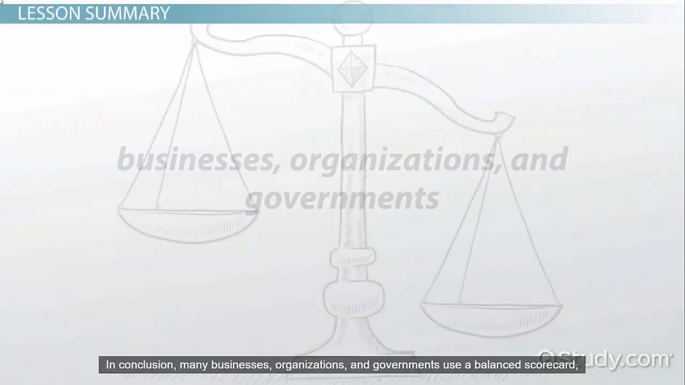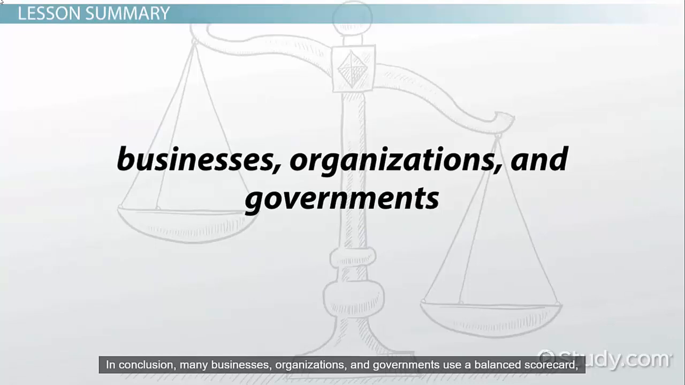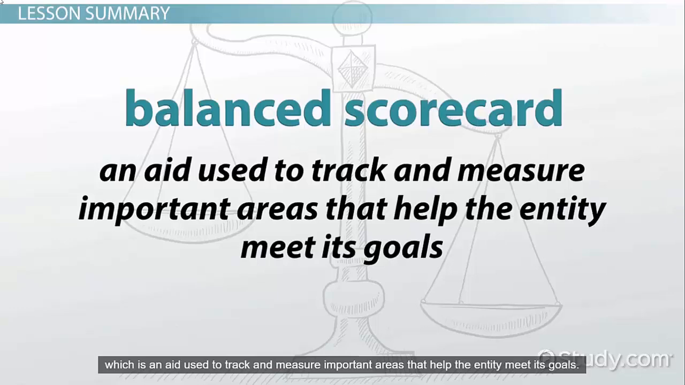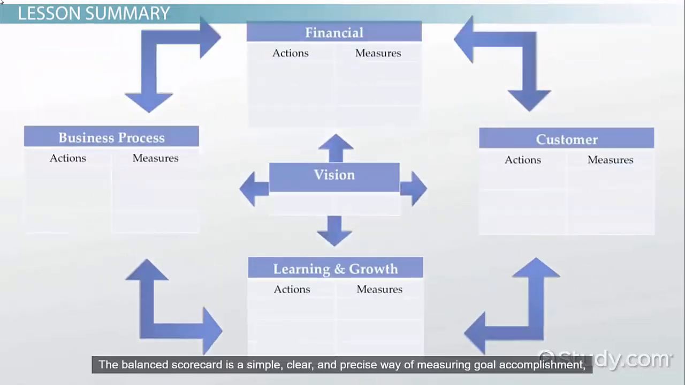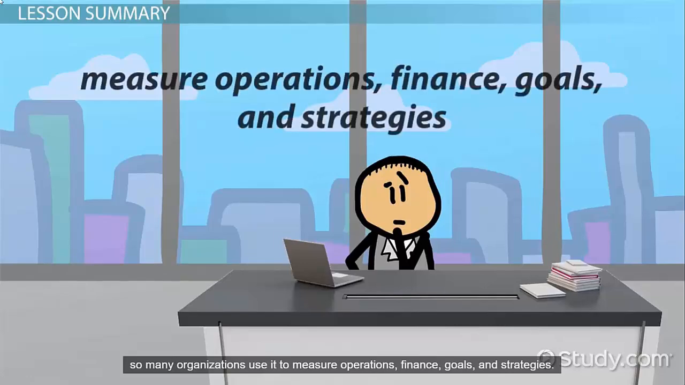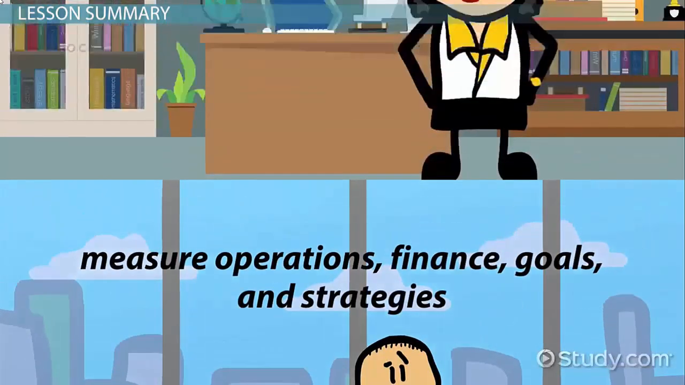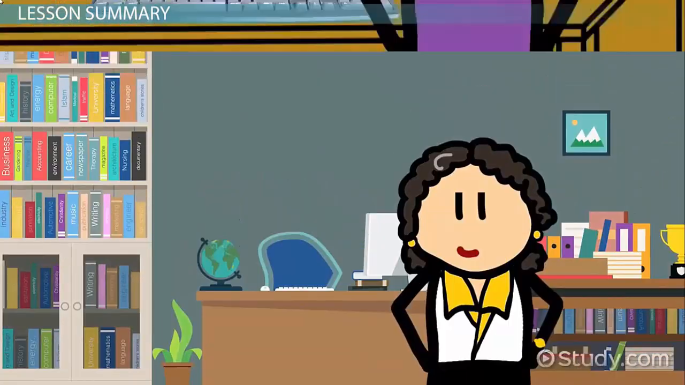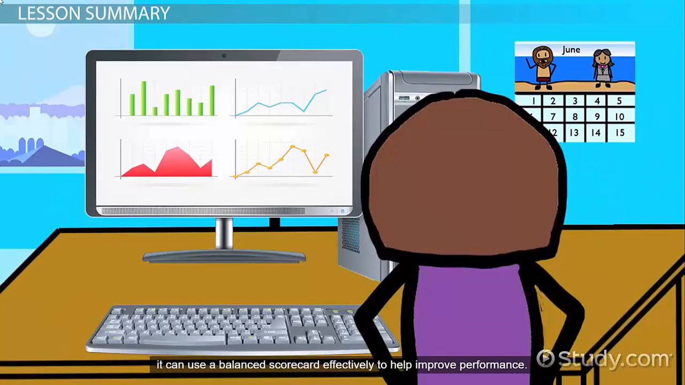In conclusion, many businesses, organizations, and governments use a balanced scorecard, which is an aid used to track and measure important areas that help the entity meet its goals. The balanced scorecard is a simple, clear, and precise way of measuring goal accomplishment, so many organizations use it to measure operations, finance, goals, and strategies. When an organization considers its unique needs and what it wants to have measured, it can use a balanced scorecard effectively to help improve performance.